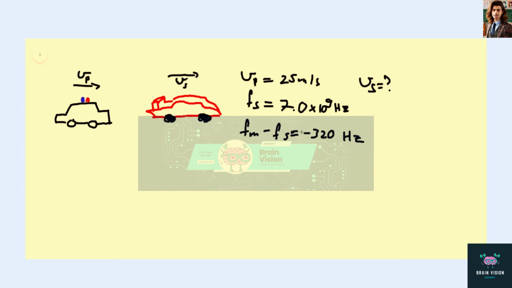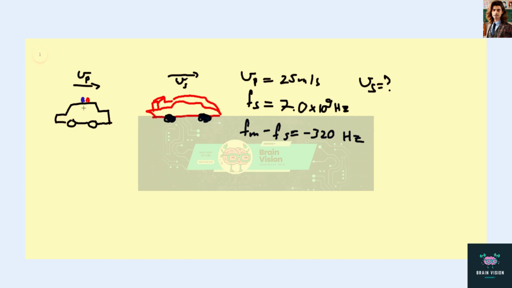Now, the reason I have a minus 320 hertz here is because the measured frequency is less than the emitted frequency, which means that if I have a smaller value here and I subtract a bigger value from it, then I should get a minus. So that's why F measured minus F source is minus 320 hertz.